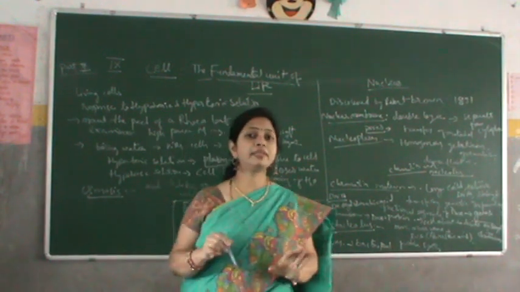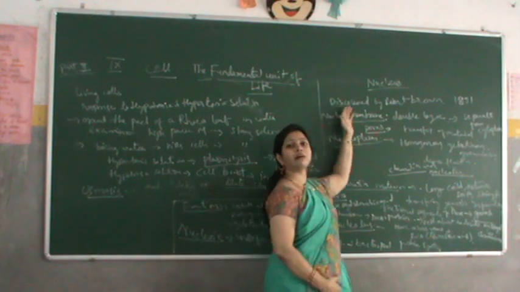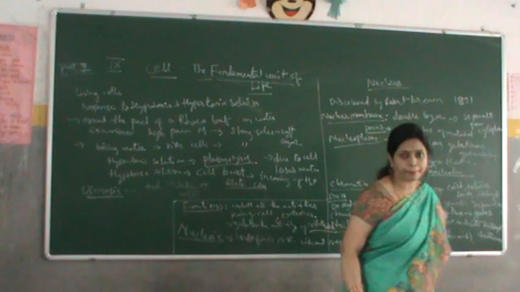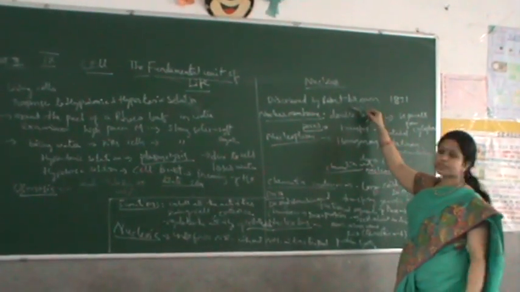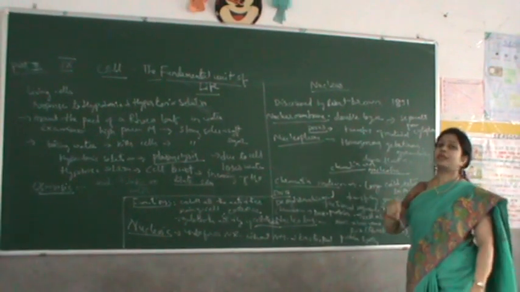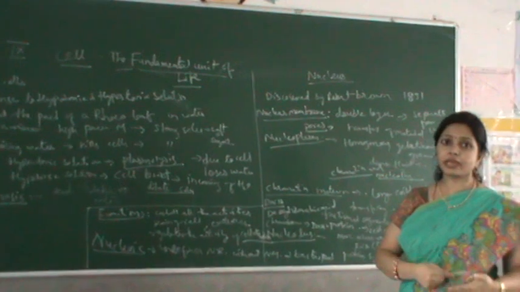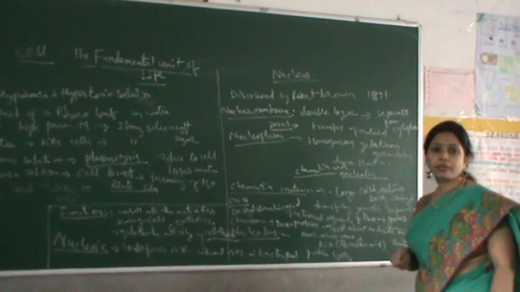Today we are going to learn a very important cell organelle, the brain of the cell. We call it the nucleus. Now, coming to the nucleus, who discovered it? We told that the cell was discovered by scientists. We know that Anton von Leeuwenhoek observed the animalcule.